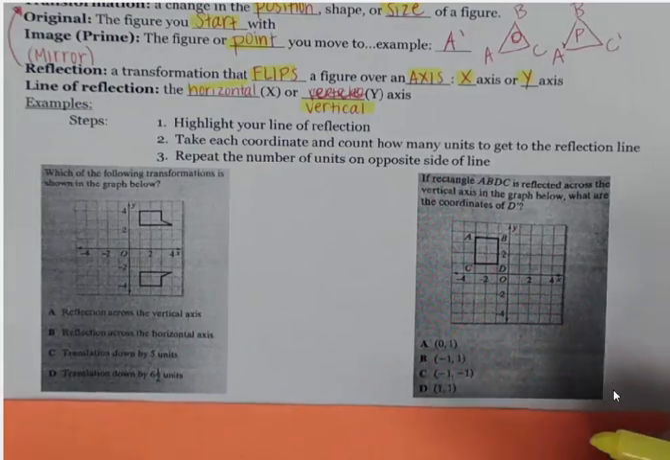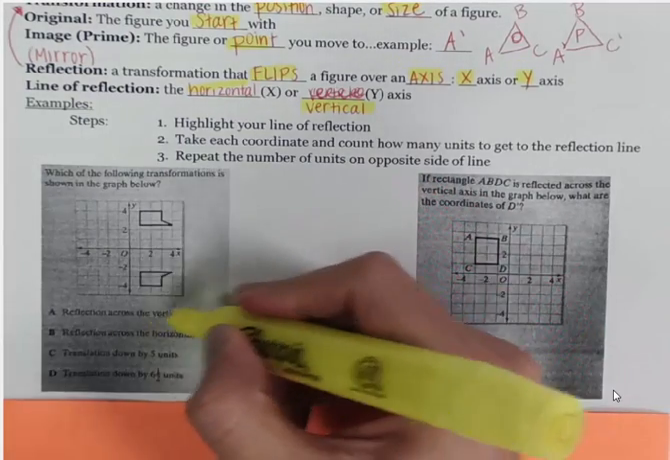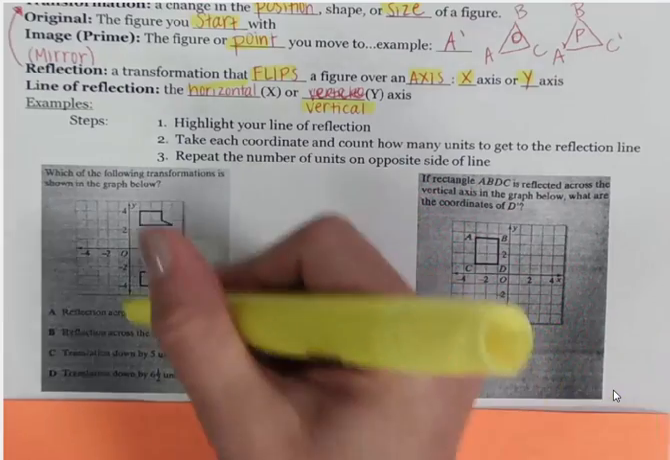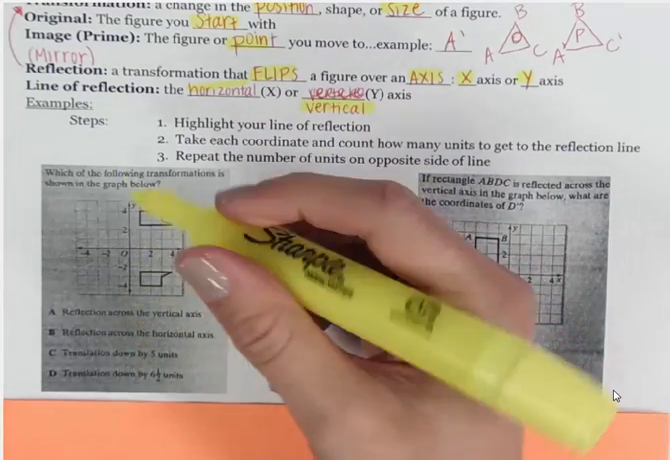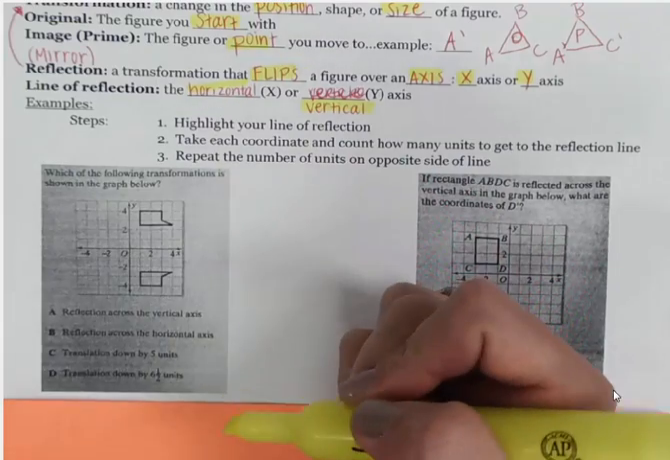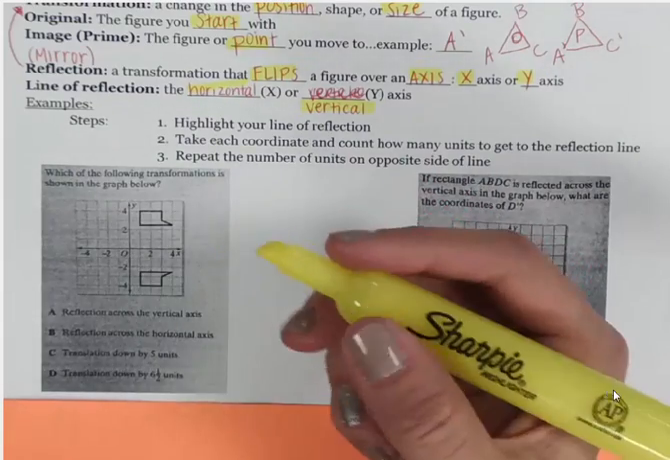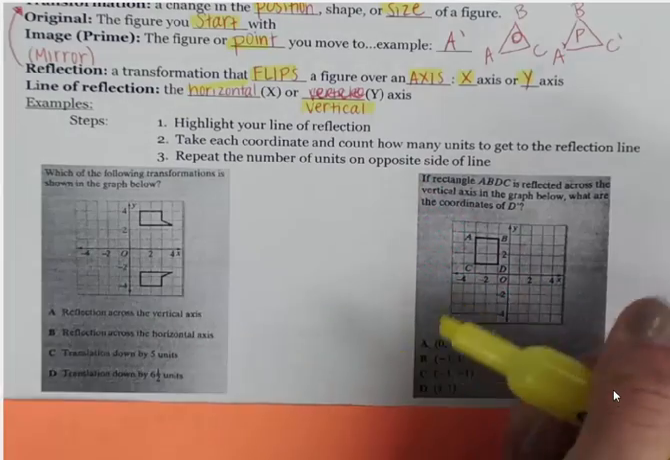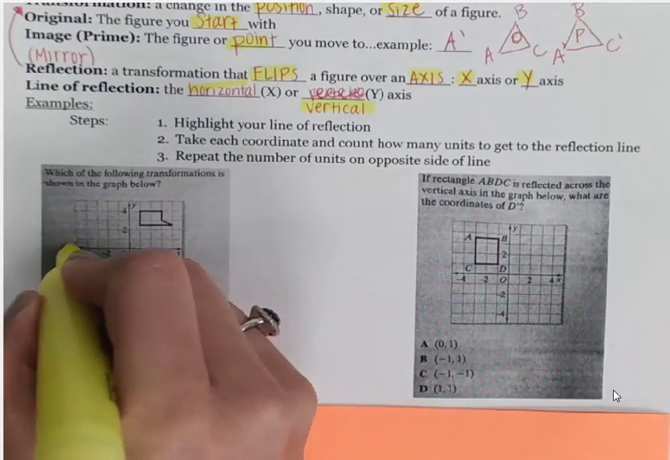So, a reflection over the vertical axis. Vertical is going to be up and down. Did my figure flip over the vertical axis? Is it over here now? No. So it can't be A. Reflection over the horizontal axis. Horizontal, we know, looks like this.